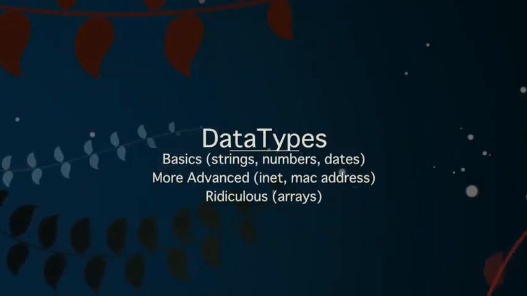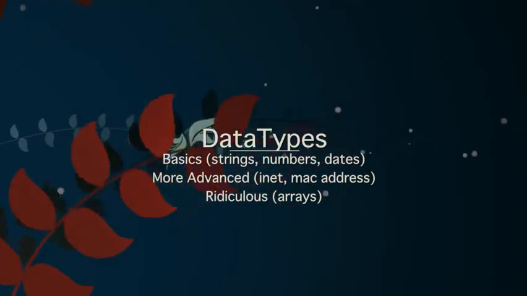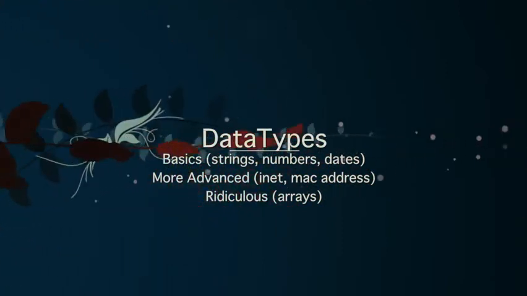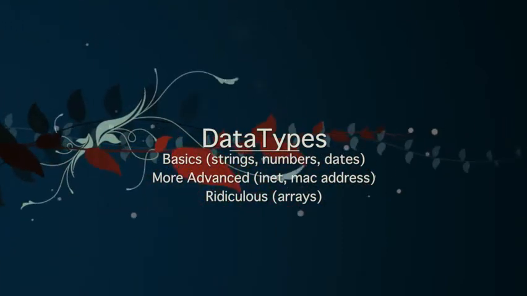Today we talk about data types and the various things you can do with the numerous data types that are in Postgres. We get started with the basics, strings, numbers, dates, and so on. And then we get into more advanced stuff. What can you do with specialized data types like IP addresses and MAC addresses? And finally, we get into ridiculous territory with arrays.